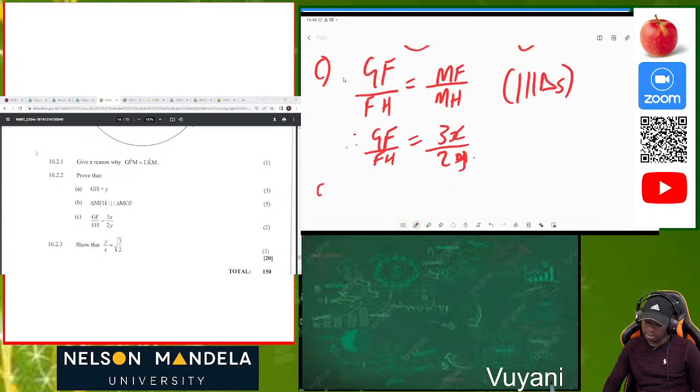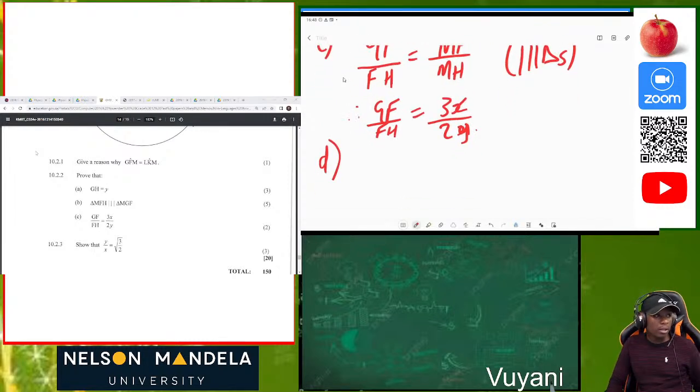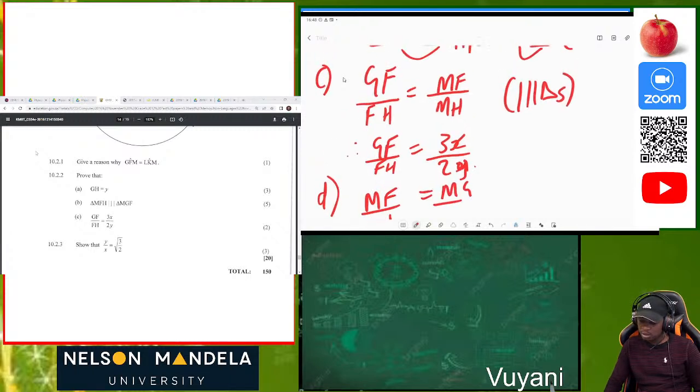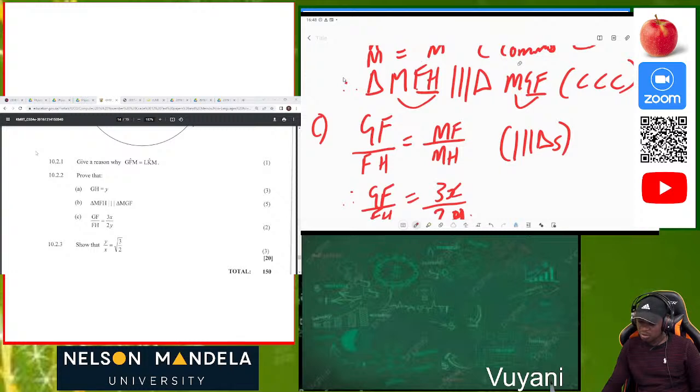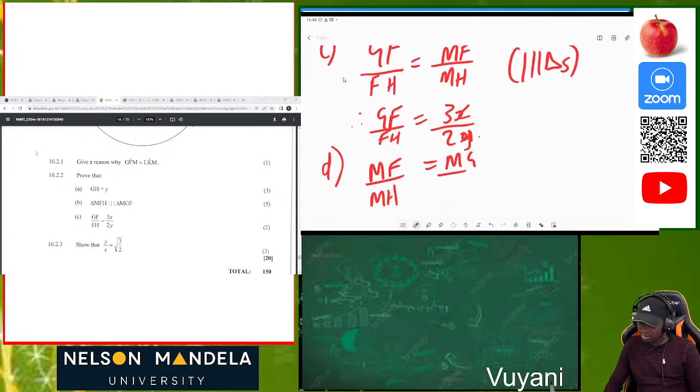So now the last question D, they want us to determine. Let me read the question loudly. On the last question, they want us to show that y over x is equal to square root of 3 over 2. Okay, how can we do that, guys? We can use the fact that MF over MH is equal to MG over MF over MH. So don't worry about many things. Calculate. What's the reason? Similar triangle.